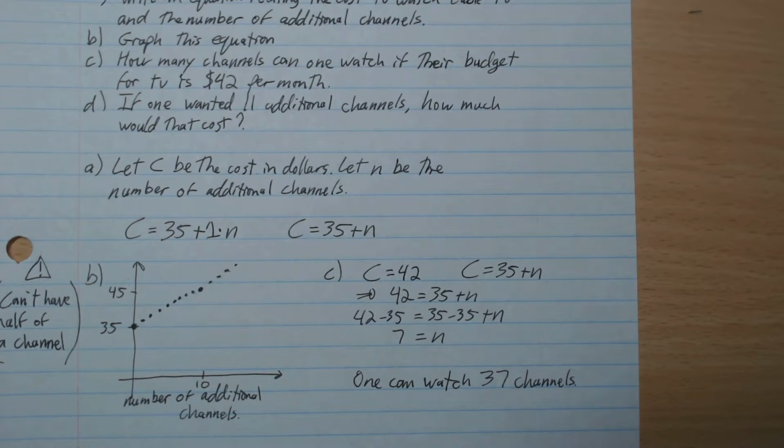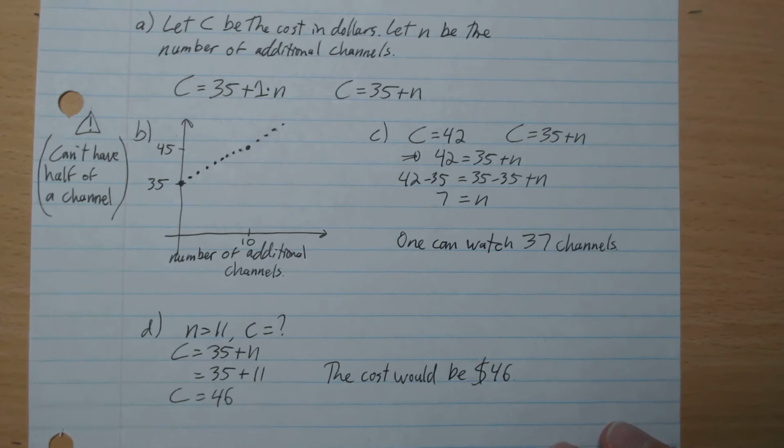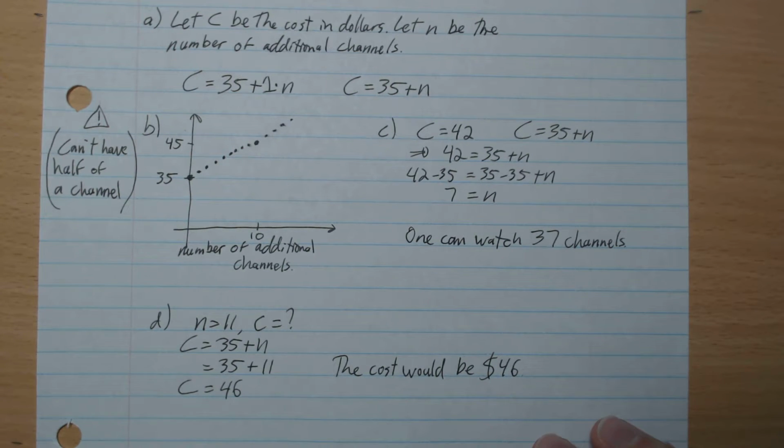D. If one wanted 11 additional channels, how much would that cost? So here what we have is N equals 11, and what is the cost? Plug it in, and we get C equals 46. So the cost would be $46 for 11 additional channels.